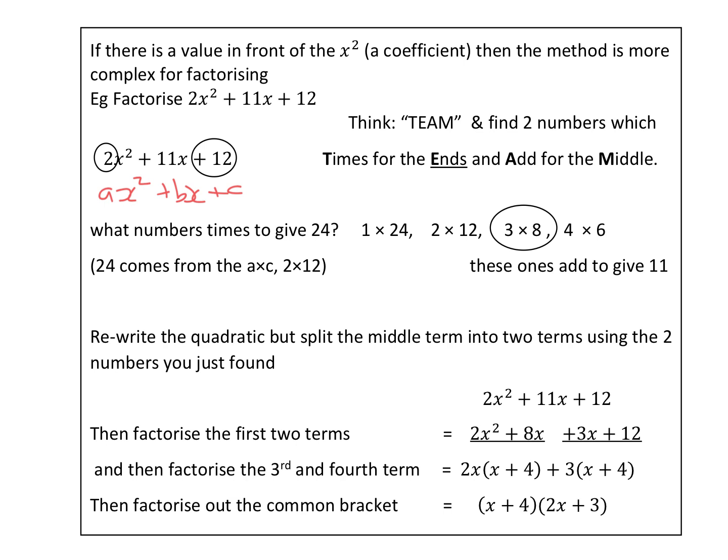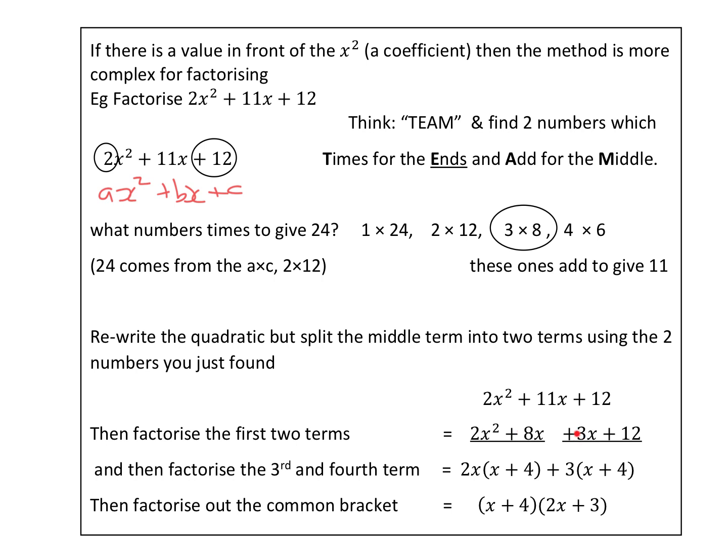Now, that's just the start of it. What do you do once you've found out these two numbers? Well, you then rewrite the quadratic, but split the middle term into two terms using the two numbers you just found. So if the quadratic is 2x squared plus 11x plus 12, we split that 11x into an 8x plus a 3x.